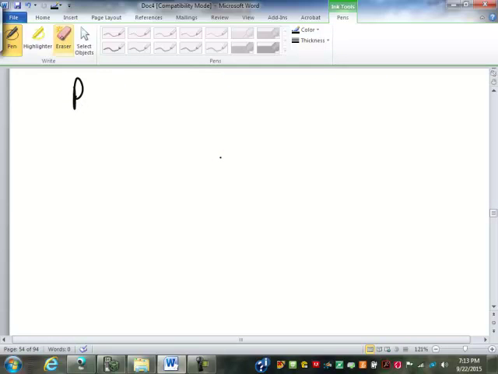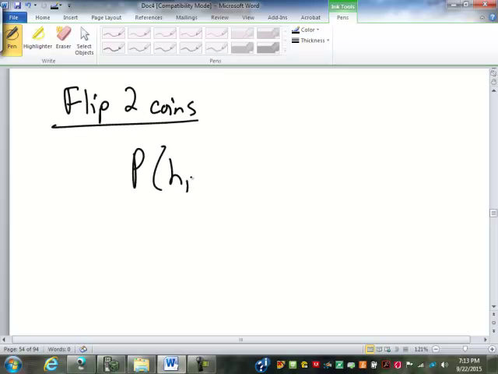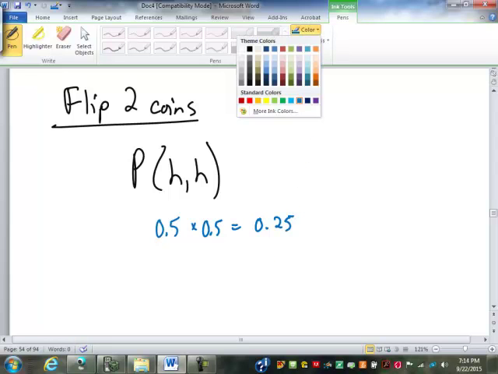Let's say I'm going to flip 2 coins. What is the probability that both are going to come up heads? Now, what's the probability the first one's going to come up heads? 0.5. Now, is there anything to replace here? No. You don't run out of heads on a coin, right? What's the probability the second one's going to be heads? 0.5. So the probability that both of them are going to be heads is 0.25. So the probability of getting 2 heads in a row is 0.25.